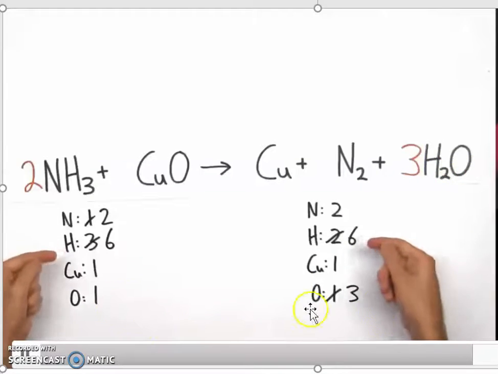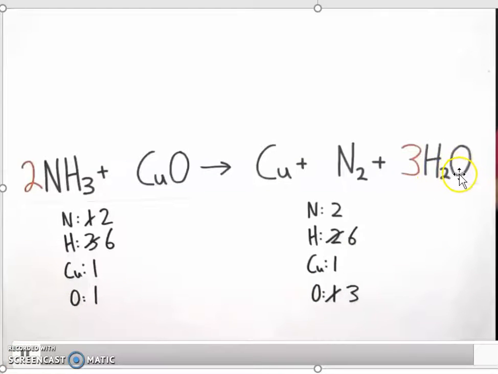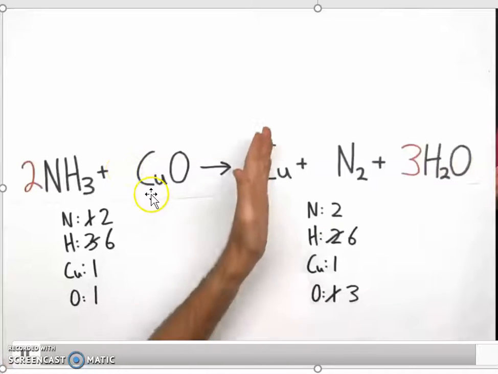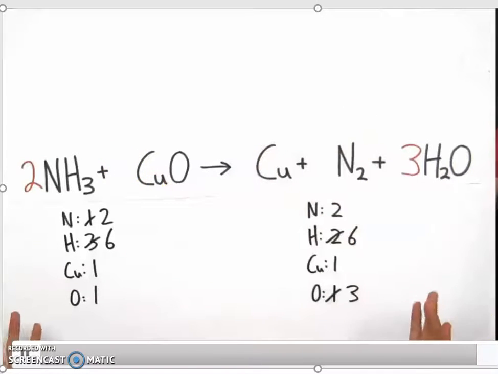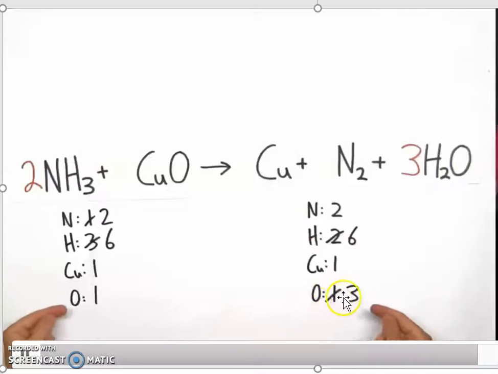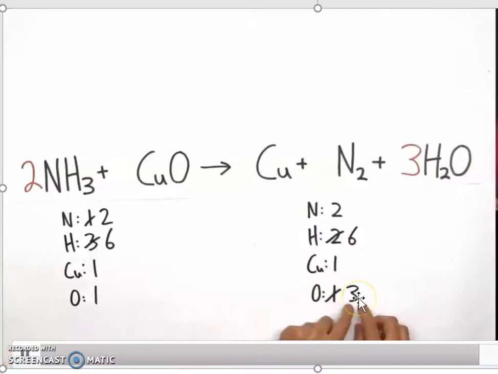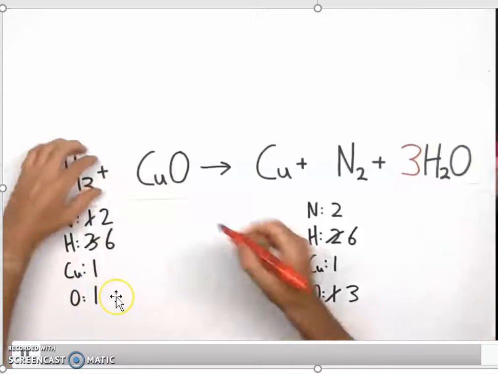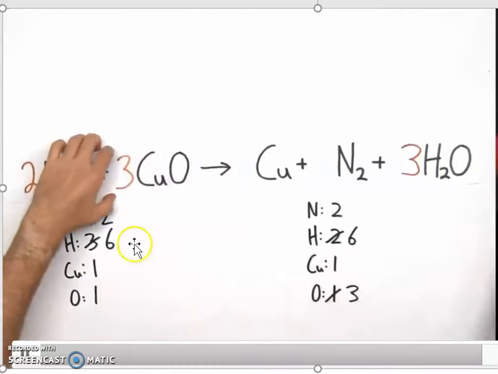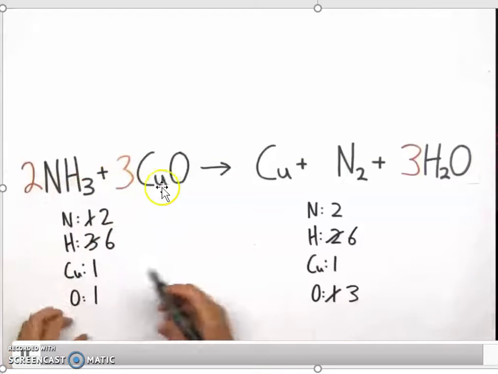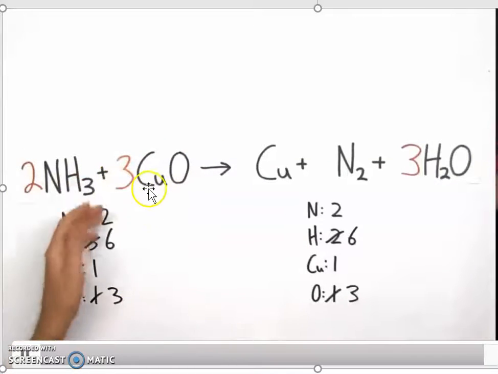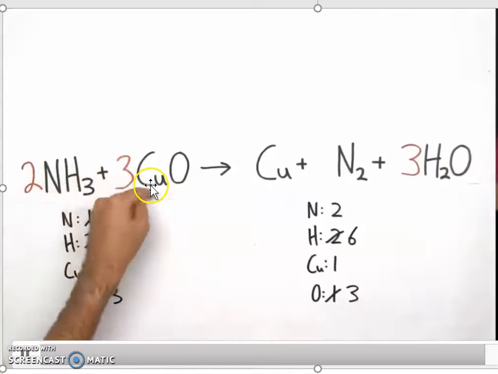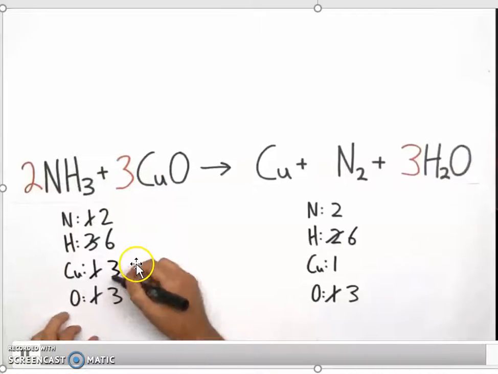So what are we gonna do? Since nagiging 3 si oxygen here, we're going to put 3 here to balance out the oxygen in the product side. Since nagiging 3 moles na si oxygen in the product side, gawin din natin 3 si oxygen in the reactant side. Let's put 3 as the coefficient here. So si copper magiging 3 na rin. Okay? As you can see, magiging 3 na rin si copper.